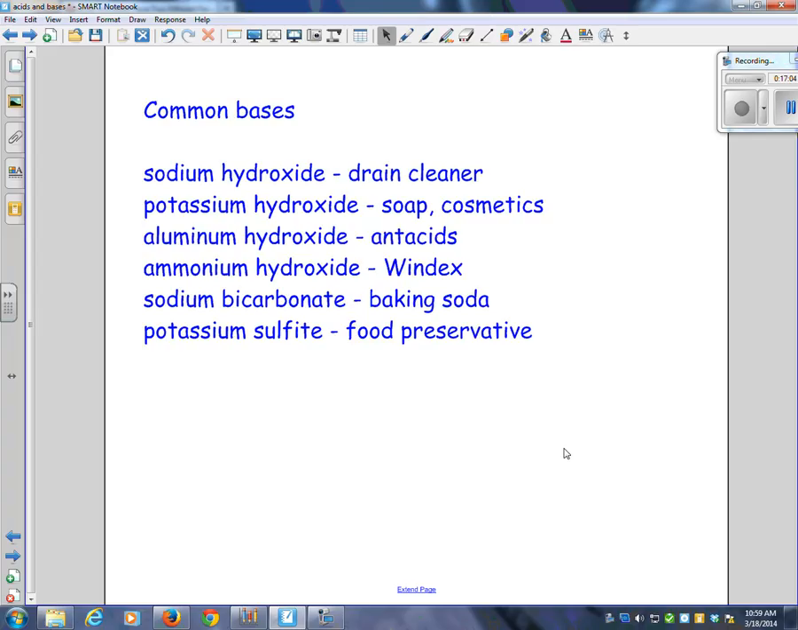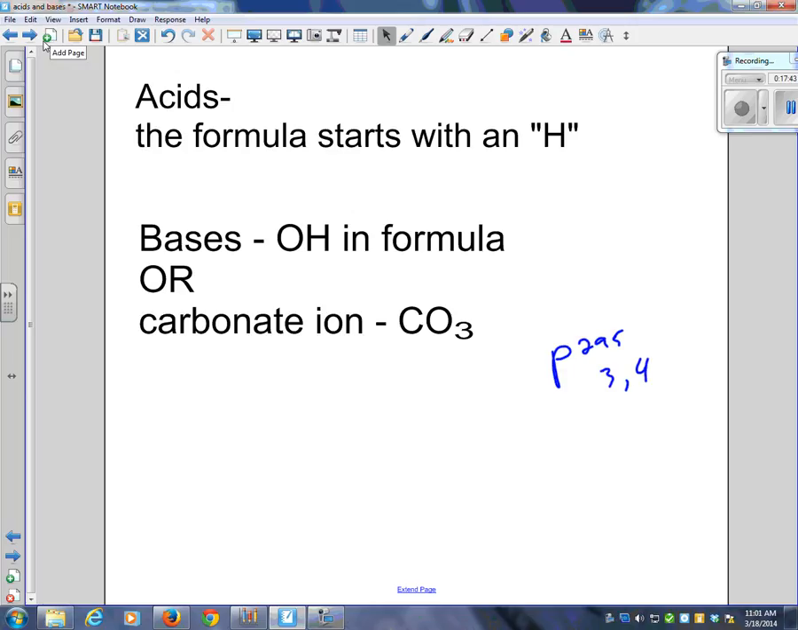Sodium bicarbonate, which is found in baking soda, and potassium sulfite, which is a food preservative, are all bases. They might be found in things like luncheon meat. What's the one thing you notice about these names? The first four have what in them? Hydroxide. That's one way to determine if something is basic, if it has hydroxide in it.